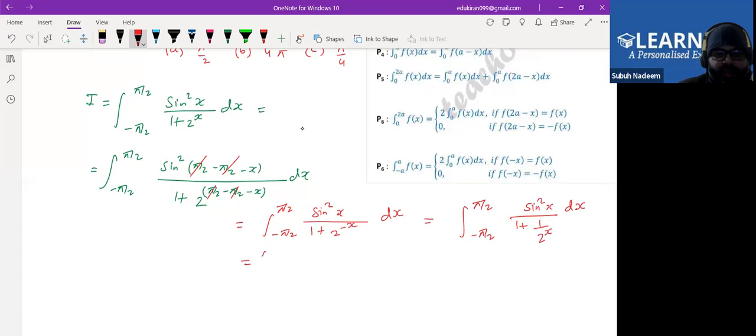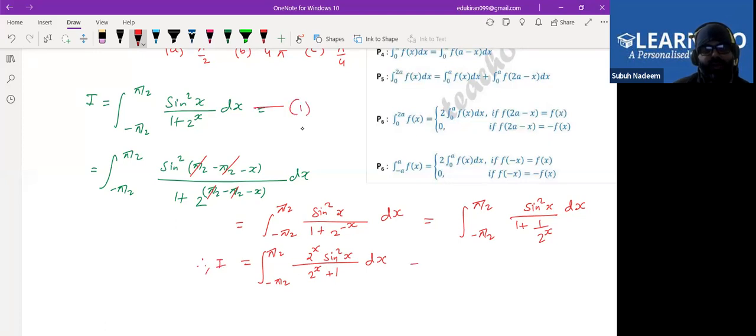And then you can write it as integral from minus pi by 2 to pi by 2, and 2 to the power x is the LCM in the denominator. It will go in the numerator. So 2 to the power x sine square x, and here it will be 2 to the power x plus 1 dx. So this is what we have got till here. Now you have to see that this is also I. The first one is also I. The second one is also I. So first write till here and then think what can you do from these two I's.